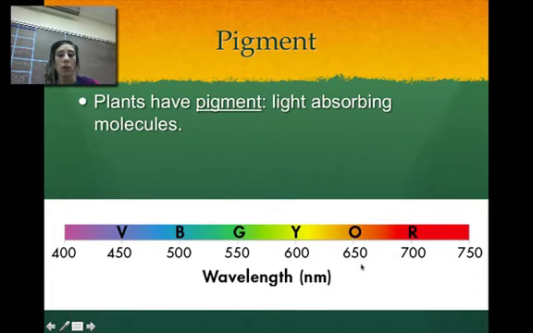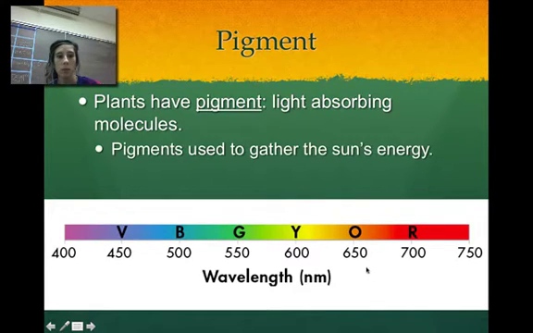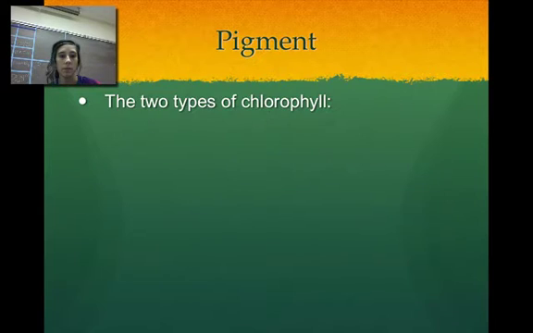And let's talk about pigment. Our plants do have pigment, and pigment is something within our plants. There's other things that contain pigments, but these are light-absorbing molecules. And we can use pigments, or I should say that we see pigments used to gather our sun's energy.